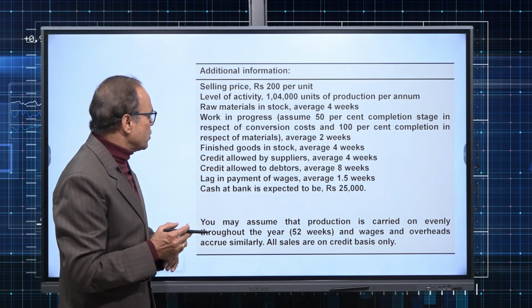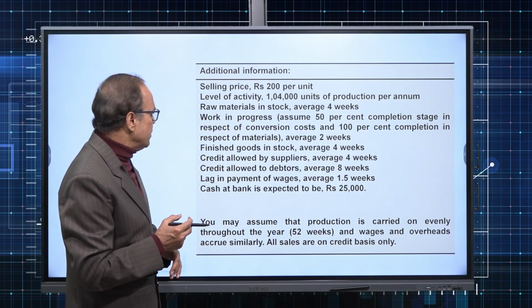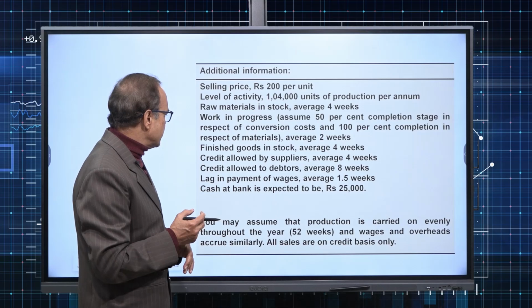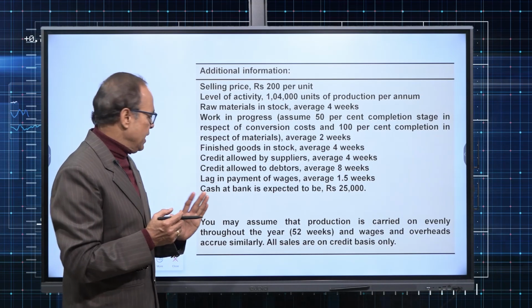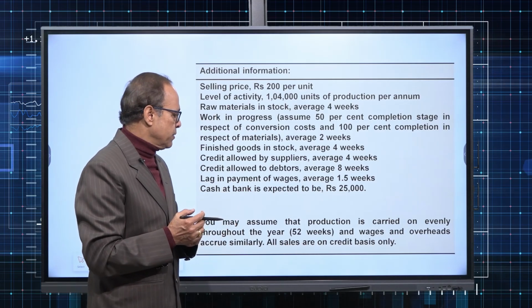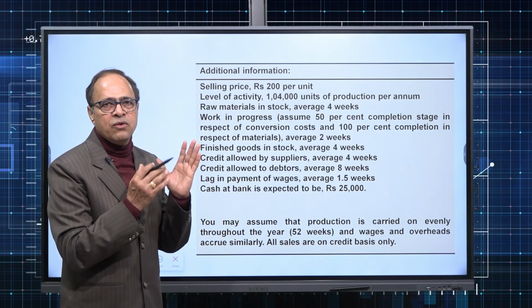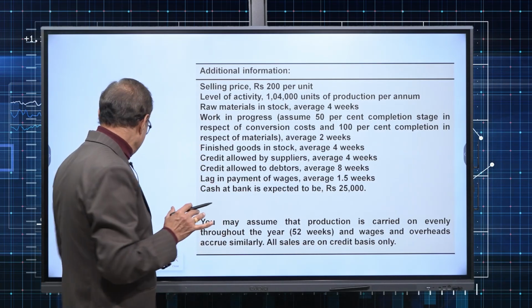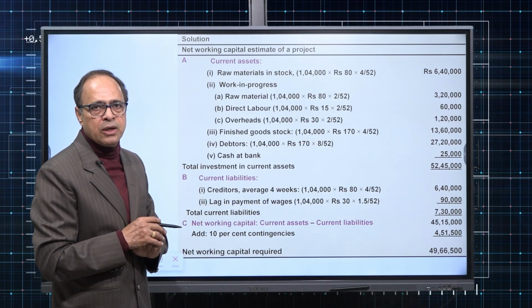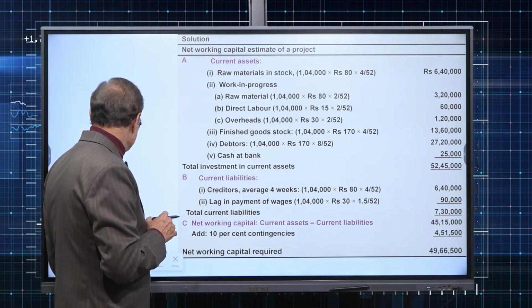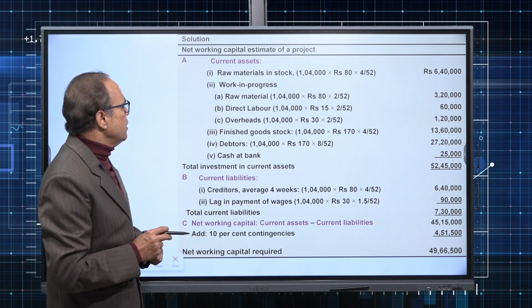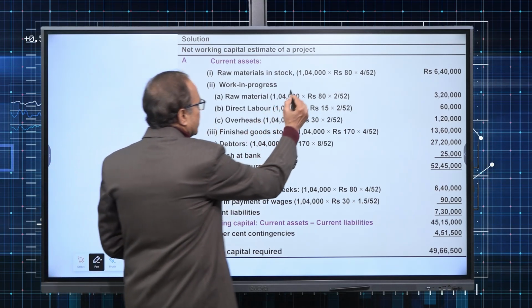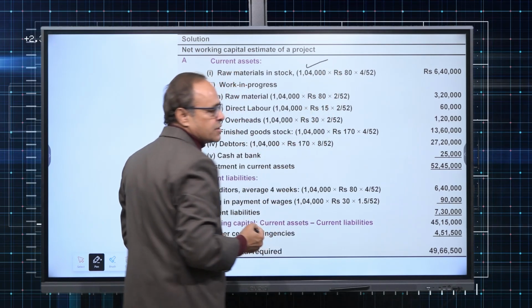Then finished goods stock inventory average level is given, credit allowed by suppliers, credit allowed to debtors is given, all the time periods are given, and minimum cash balance is also given. What is left out? Fill in the blanks in the pro forma. So that is what the pro forma will look like. I'll explain each step. First step, estimate current assets, raw material. We were producing 1,04,000 units.